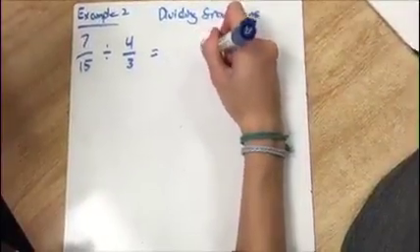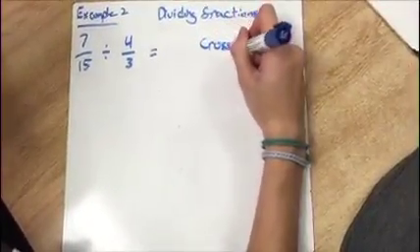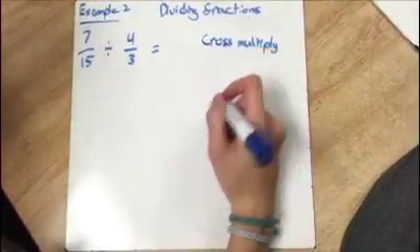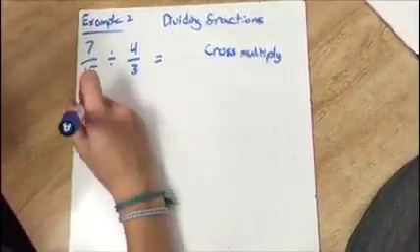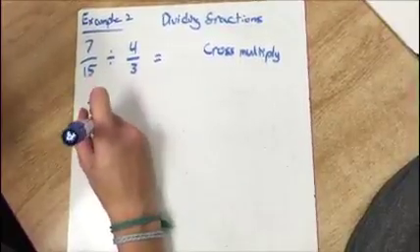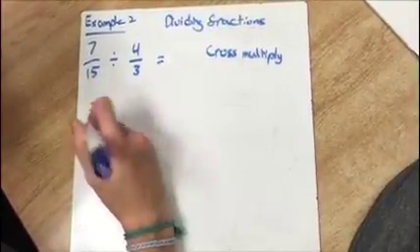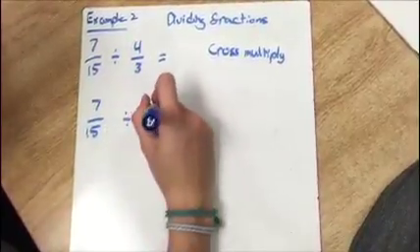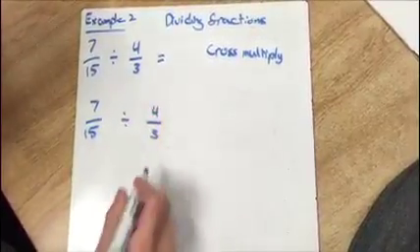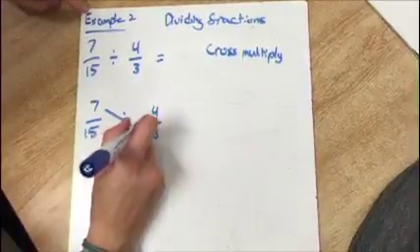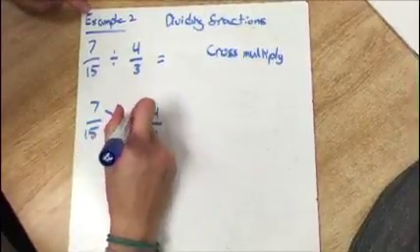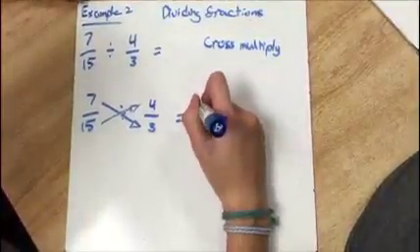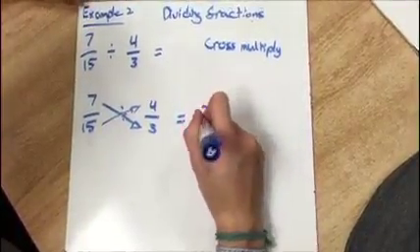Another way to divide fractions would be to use the cross multiplication method, where you would multiply the numerator by the denominator of the other fraction, and vice versa. In this case, we have 7 over 15 and 4 over 3. To cross multiply, we would multiply the 7 in the numerator to the 3 in the denominator, and the 15 in the denominator to the 4 in the numerator. This gives us the answer of 21 over 60.